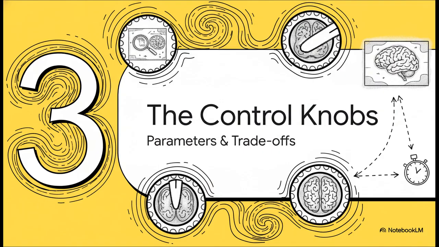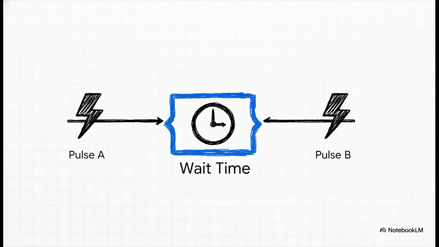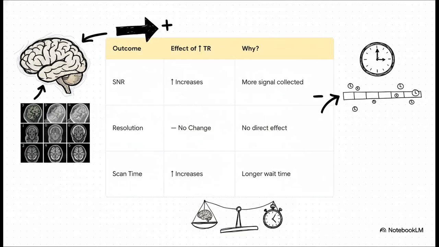So let's actually zoom in on a few of those. We're going to look at the specific control knobs that technologists can turn on the MRI machine and see the real-world consequences of every little adjustment. First, let's talk about TR, which stands for repetition time. This is a really fundamental timing parameter. Basically, it controls how long the scanner waits between sending out each of its data-gathering pulses. And this table shows a really simple direct trade-off. If you crank up the TR, you're giving the tissue more time to recover its signal.